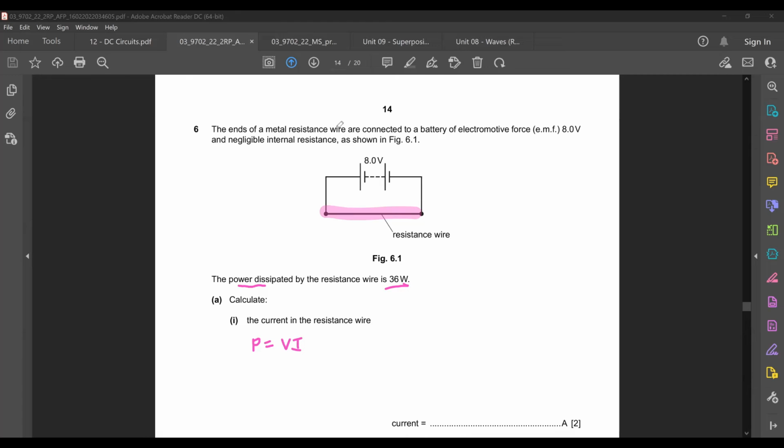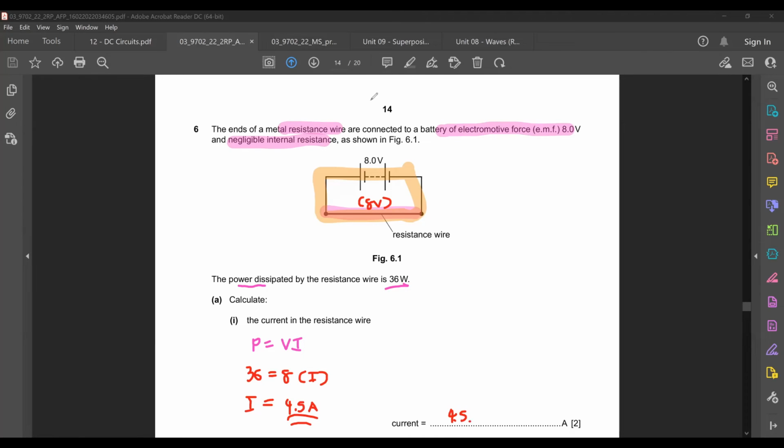you have the resistance wire connected to a battery of EMF 8 volts and negligible internal resistance. There is no internal resistance here. So by applying Kirchhoff's second law for this part itself, you will be able to know that this one is going to be 8 volts. Okay, so power is 36, voltage is 8. Find out my current. This one will be 36 divided by 8, giving me 4.5 amperes.